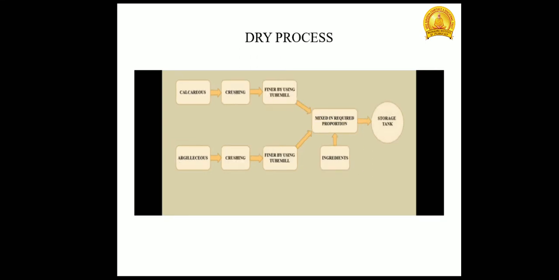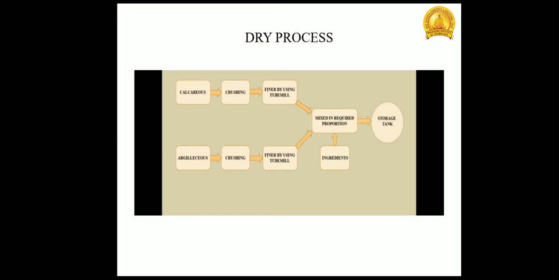In the dry process, the difference is that there is no involvement of water. Here the calcareous as well as the argillaceous materials, these two raw materials that I have already told you about in the previous slide, will be crushed. Both of them will be crushed, and then made finer by using a tube mill.